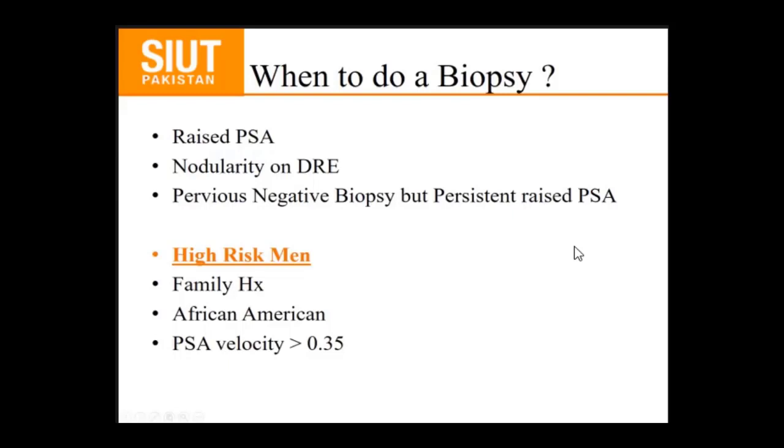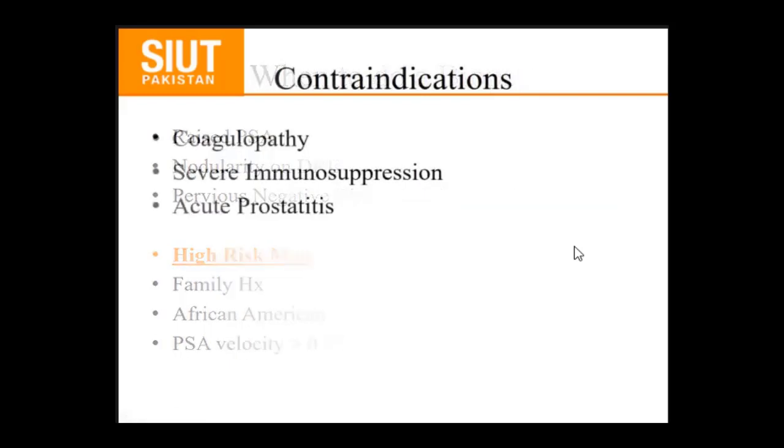High risk men include those with a positive family history of prostate cancer, and African Americans. If an African American man is 40 years old with a PSA of 1, we need to do a biopsy. And if the PSA velocity is higher than 0.35, we need a biopsy. Contraindications include coagulopathy, immunosuppression, and acute infections.